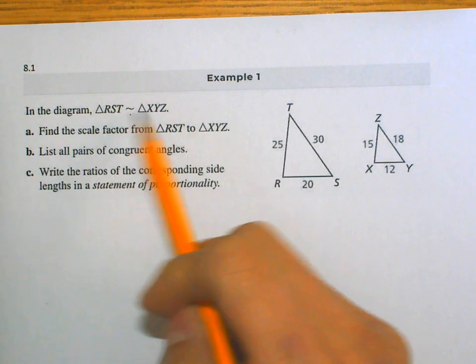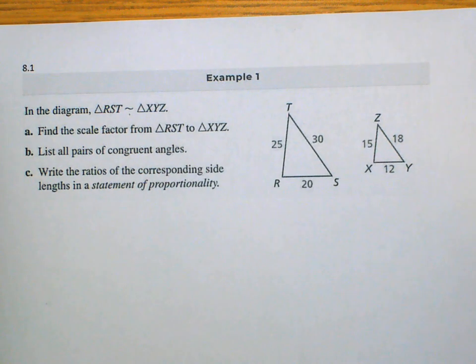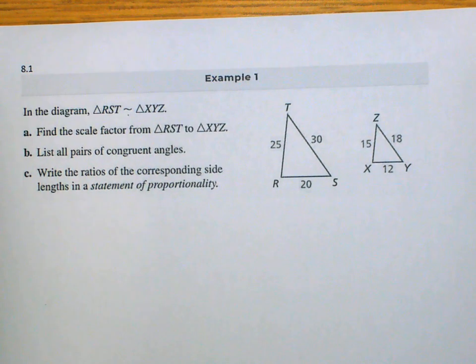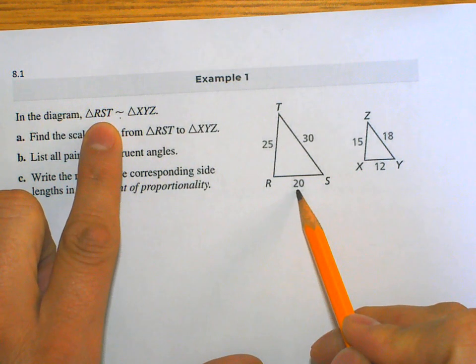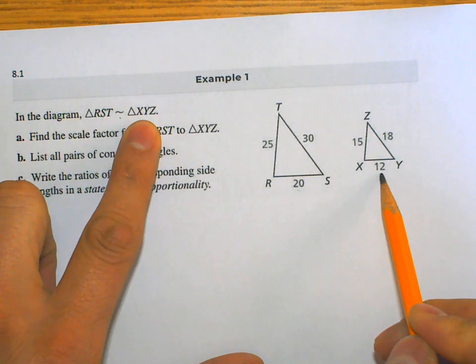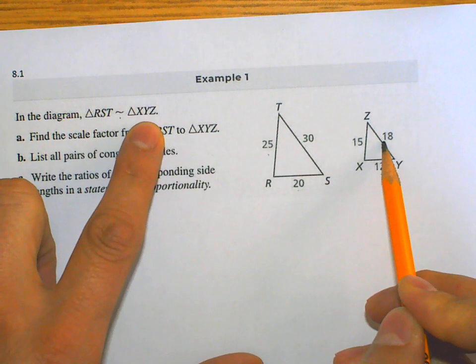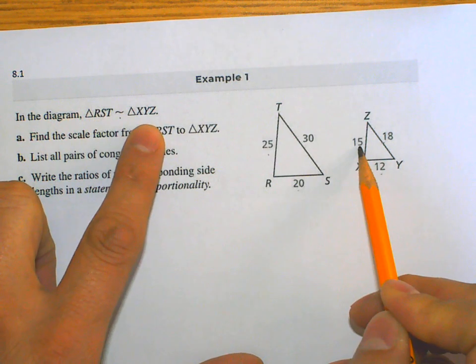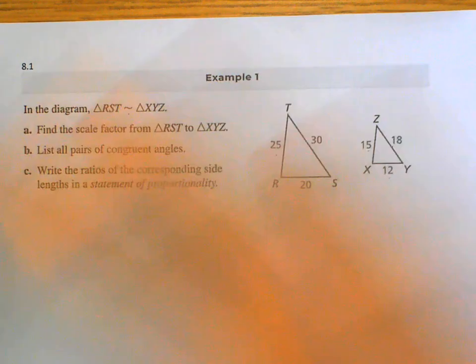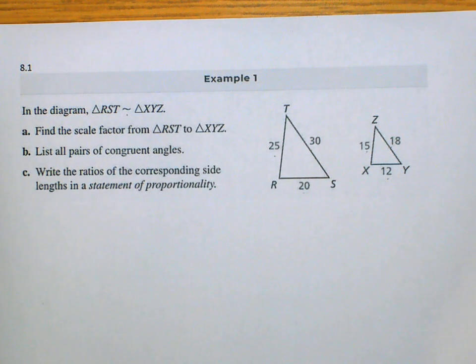You can use this also to figure out what side corresponds to what side, just to see if there's any reflections or rotations that we're not aware of. So here you have RS and XY, similar, ST and YZ, and RT and XZ. So you can see that there are no funny rotations or reflections going on here. We can just directly figure out what we've got to do.